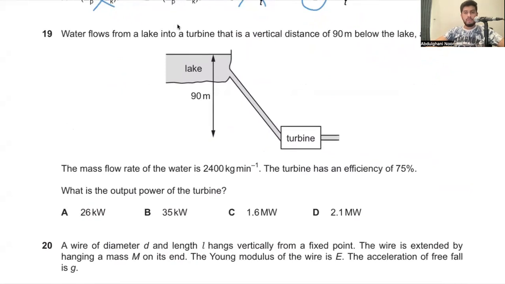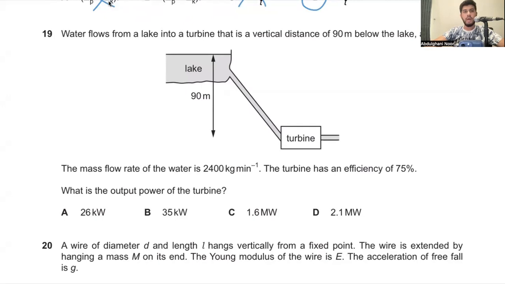Question number 19. Question 19 says water flows from a lake into a turbine that is a vertical distance of 90 meters below the lake as shown. The mass flow rate of the water is 2400 kilograms per minute. The turbine has an efficiency of 75%. What is the output power of the turbine? What is the output power?